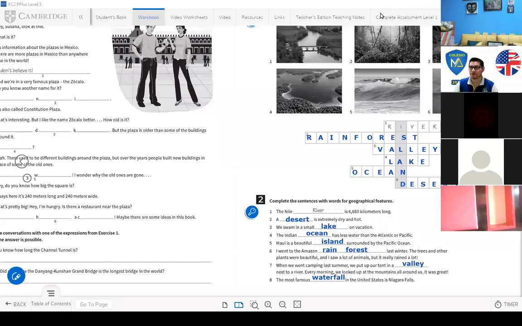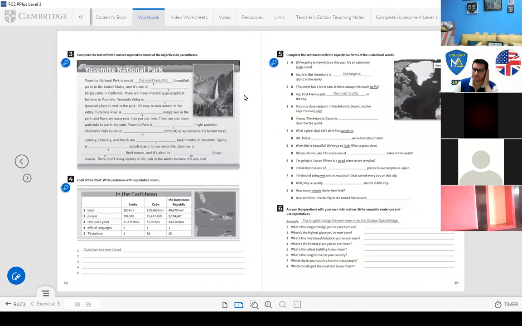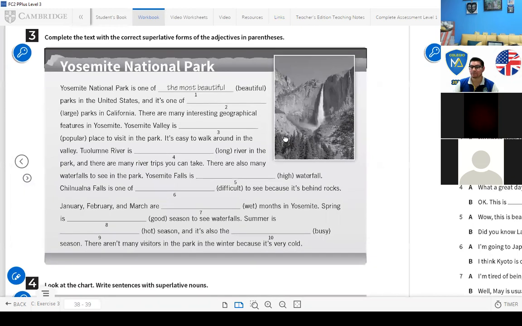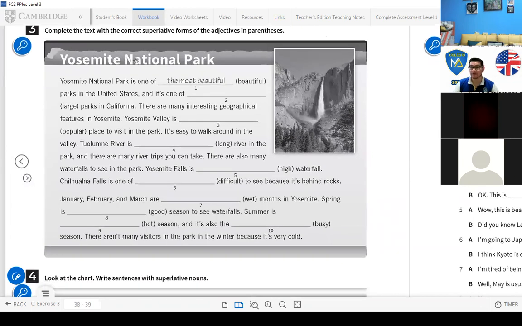Now, let's continue, students. We must go to the next part. And let's see. What are the answers here? Okay, this is the activity 3. Complete the text with the correct superlative forms of the adjectives in parentheses. Okay, here we have some adjectives in parentheses, and we have to complete them. Yosemite National Park. Yosemite National Park is one of the most beautiful. It says superlative. We have to use superlative. Yeah, the most beautiful parks in the United States.